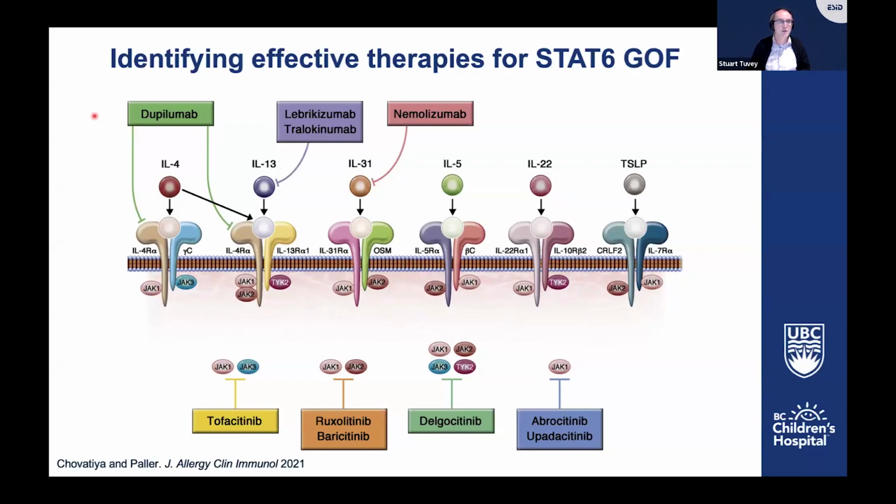One was looking upstream here at dupilumab to block the alpha chain of the IL-4 receptor. And then a little more downstream of that were the JAK inhibitors. And so we in the lab looked at the effects of both dupilumab and several JAK inhibitors, and were able to show that these were very effective at blocking the exaggerated patient signaling phenotype.